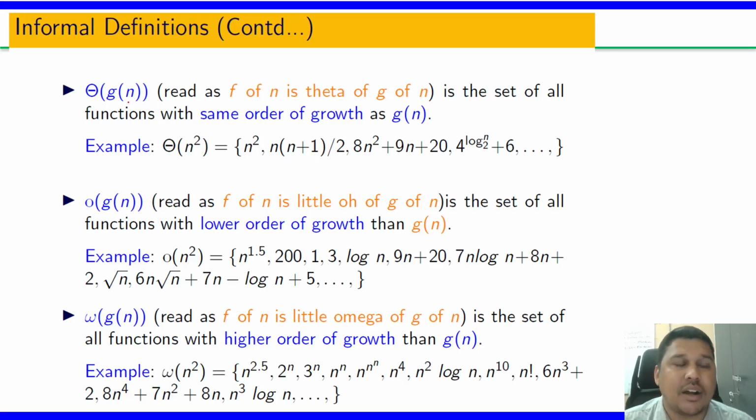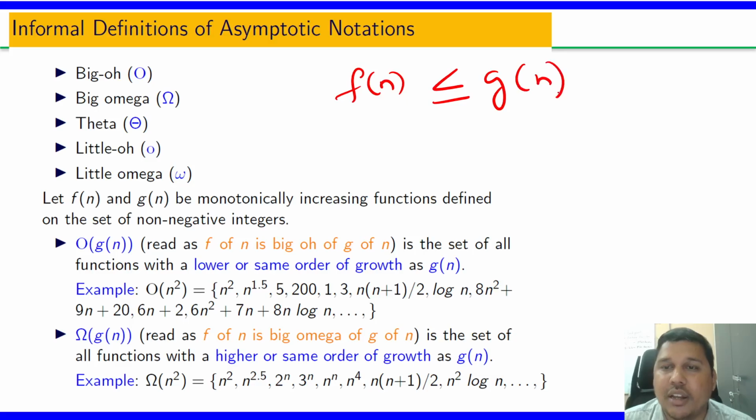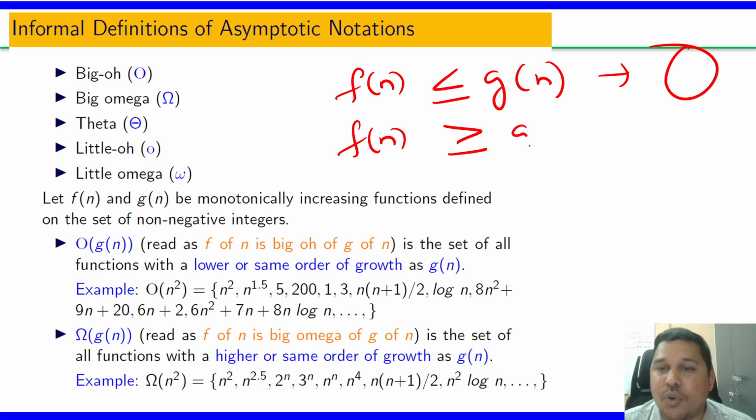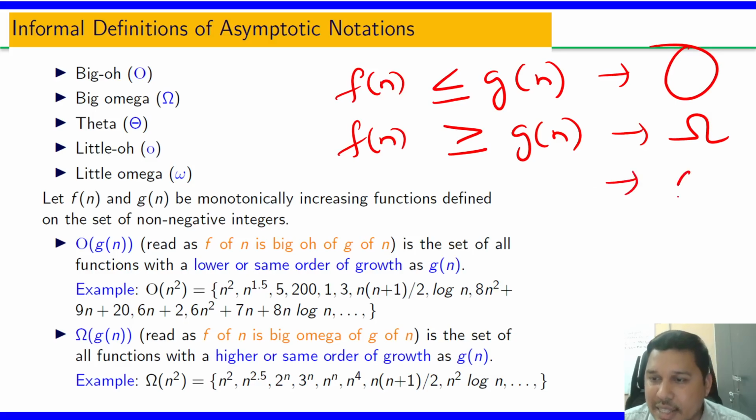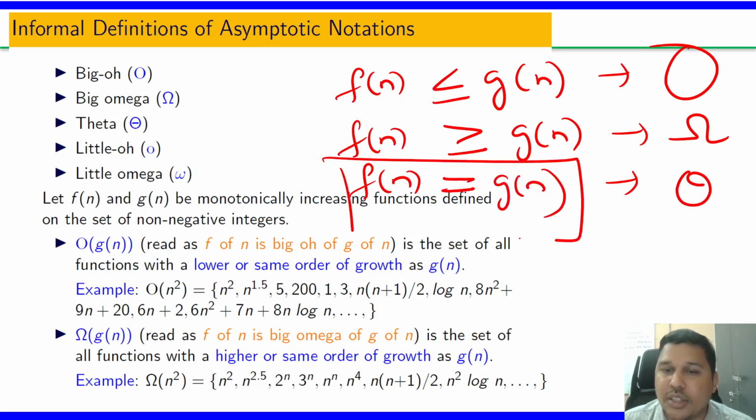Now, what is theta g of n? Here, we said that f of n should be less than or equal to g of n for big O. We said f of n should be greater than or equal to g of n for omega. The third case is theta. In this case, f of n should be equal to g of n. Then we use theta.